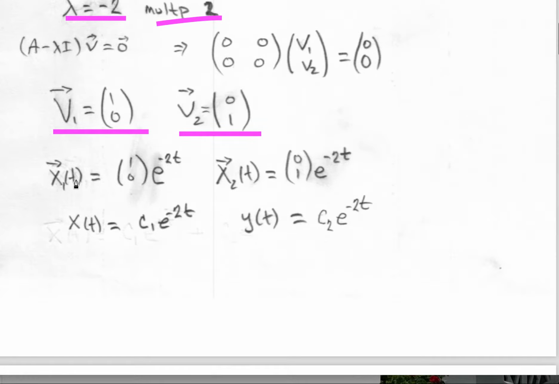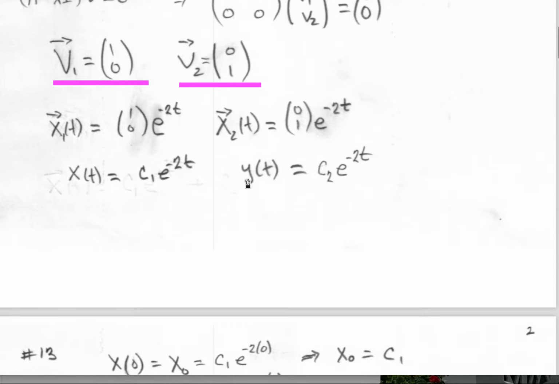Then I put x1 vector times 1, 0 e to the minus lambda t, -2 in this case, and the x2 vector equals 0, 1 e to the minus 2t. If I separate that out as x and y, in the past we have written these on top of each other, but x equals c1 e to the minus 2t. That would be C1 times this one, and since there's a 0 on the bottom, there would be nothing for the other part, and since there's a 0 here, there'd be nothing for the C2 part over here.